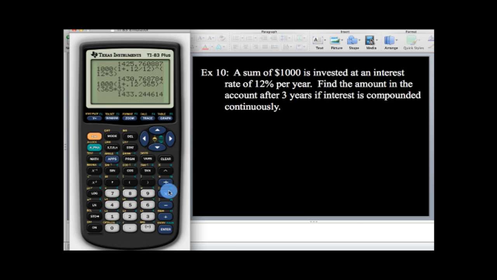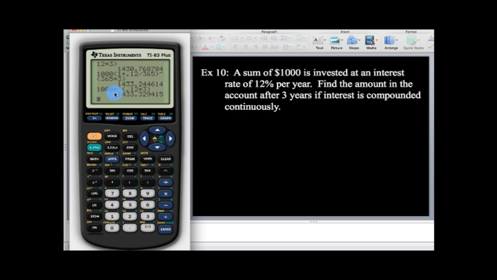Now using the PERT formula, we have 1,000. Second ln gives us the E. Our rate is 12% times our time, which is 3 years. And notice what we get here, $1,433.33. So just 9 more cents by compounding continuously as opposed to daily. So you can see the differences there.